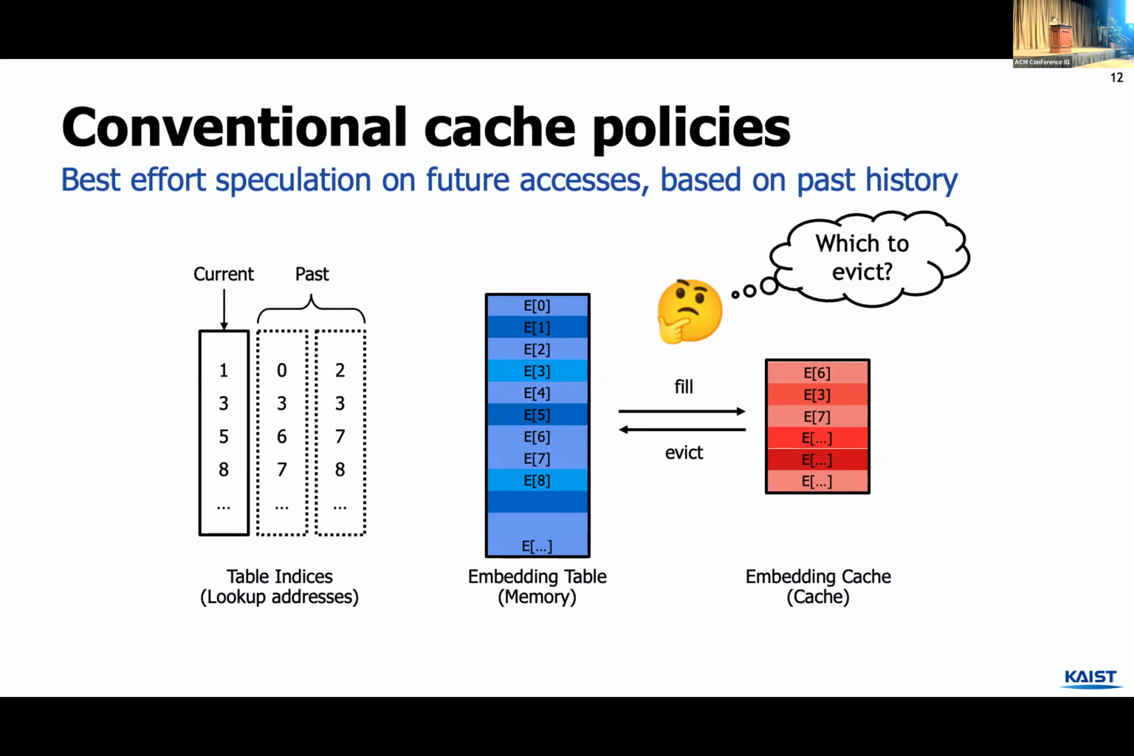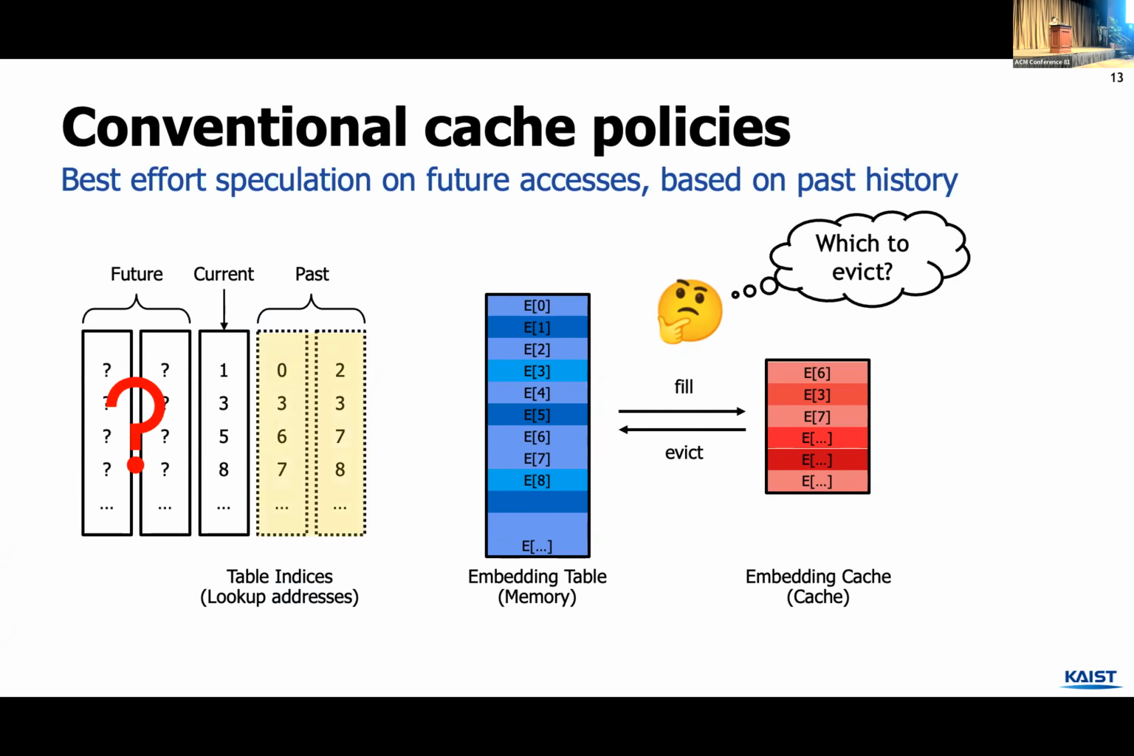First, let's recall how conventional caches work. For conventional caches, there are replacement policies such as LRU or LFU to manage a cache. The eventual goal of replacement policies is to predict future accesses, which are unknown. So caches are generally designed to utilize past cache access patterns to make educated guesses on what may happen moving forward. So for conventional caches, speculating on future accesses and wishing for opportunistic hits was the only option we had.